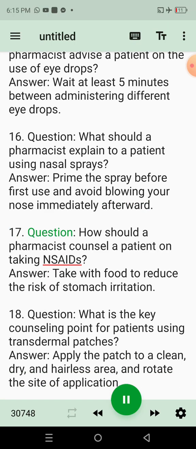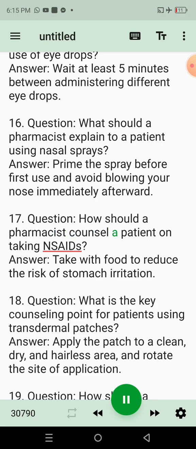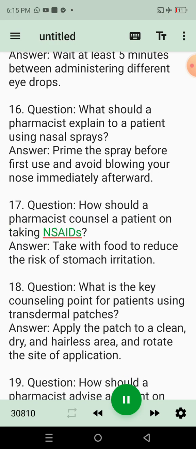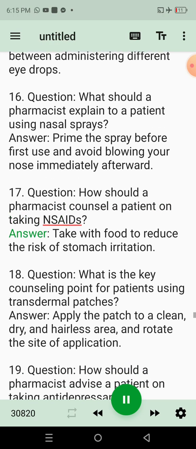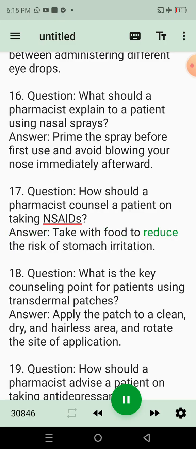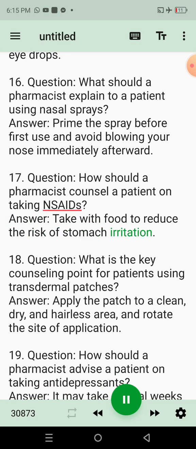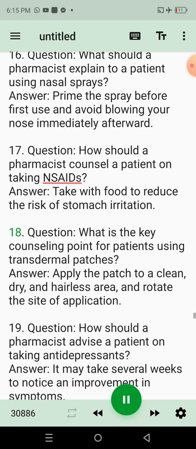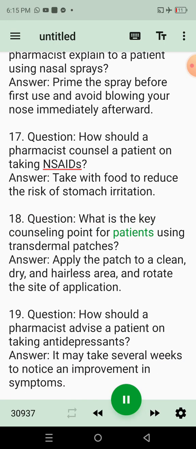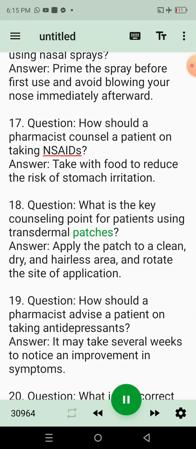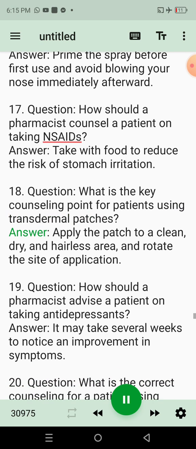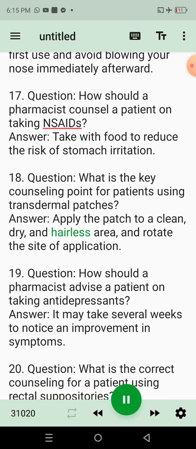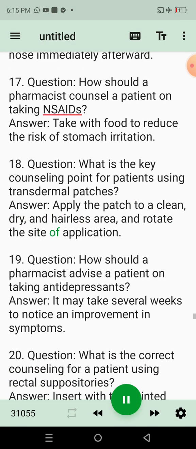17. Question: how should a pharmacist counsel a patient on taking NSAIDs? Answer: take with food to reduce the risk of stomach irritation. 18. Question: what is the key counseling point for patients using transdermal patches? Answer: apply the patch to a clean, dry, and hairless area, and rotate the site of application.